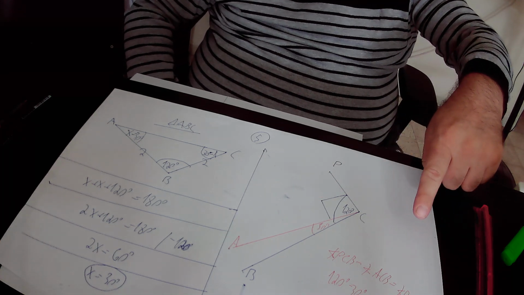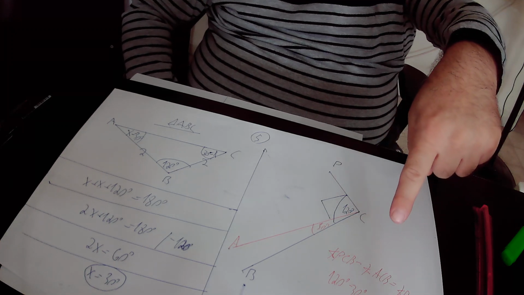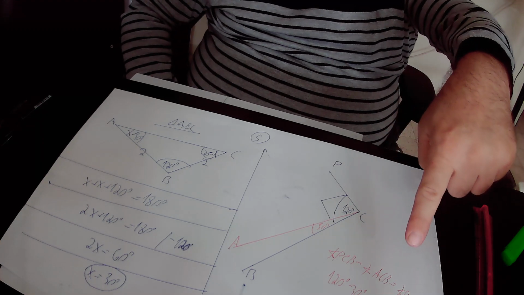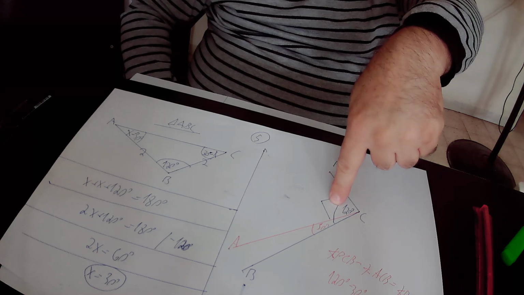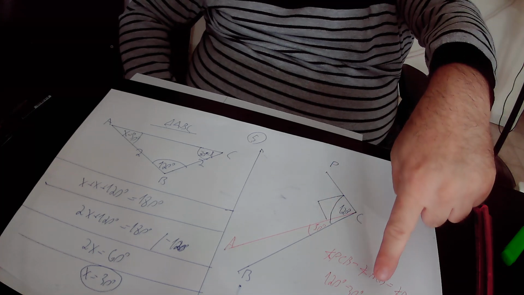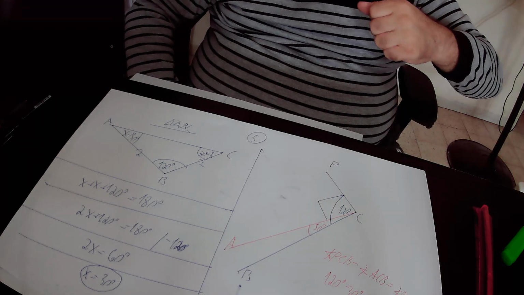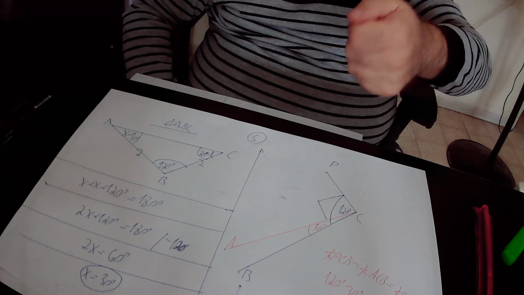So in conclusion, we found that the missing angle, angle PCA, equals the big angle that is 120 degrees minus the small angle that is 30 degrees. 120 degrees minus 30 degrees is 90 degrees. So we found that this missing angle, angle PCA, equals 90 degrees. That is to say, it is a right angle. And because angle PCA is a right angle, therefore triangle PCA is a right triangle.